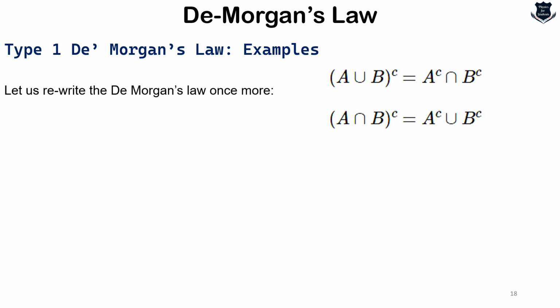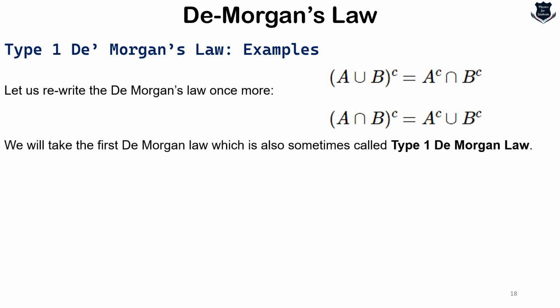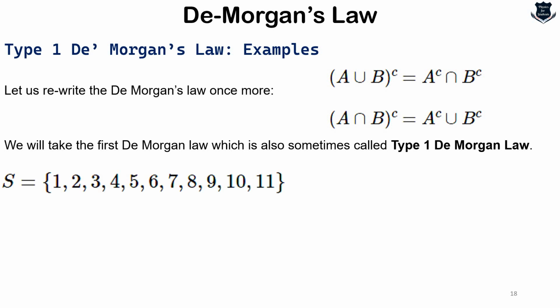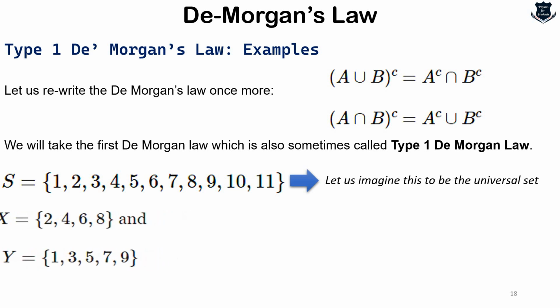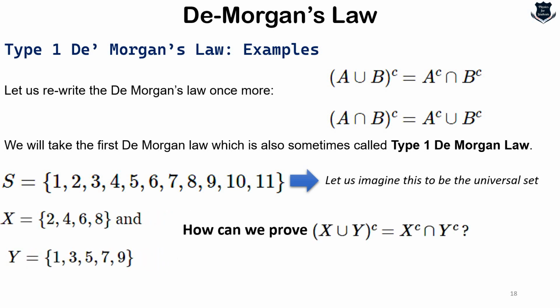We can write De Morgan's law again, and we will take the first De Morgan law, which is called type 1. We'll take as an example the numbers 1 to 11 in a set, and let us imagine this to be the universal set. Then we get X equals {2, 4, 6, 8} and Y equals {1, 3, 5, 7, 9}. The question is, how can we prove the first one?